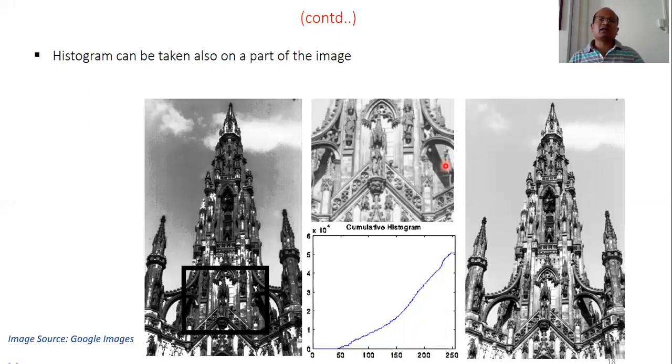Histogram can also be taken on a part of the image. Suppose we are interested only in a certain area. We want to inspect something in this area only. So selectively, you can apply histogram equalization, that is, cumulative histogram equalization. And accordingly, you can see here the output which you can find.